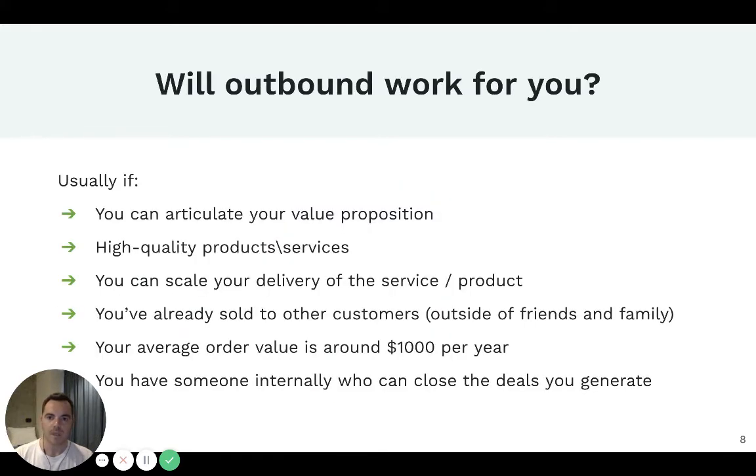A lot of companies ask, will outbound work for them? And I think yes, in theory it will, especially if you can articulate your value proposition, you have a high quality product or service, and you can scale the delivery of this service. Usually companies have an average order value of around $1,000 per year. And of course you have somebody internally who can close these deals that you generate. A lot of the time you'll find that you get replies from your outbound emails that require a further call or additional information, so you need to have that person there. That could be the founder, it could be you, or it could be a sales team. It depends on the size of your business and the stage that you're at.